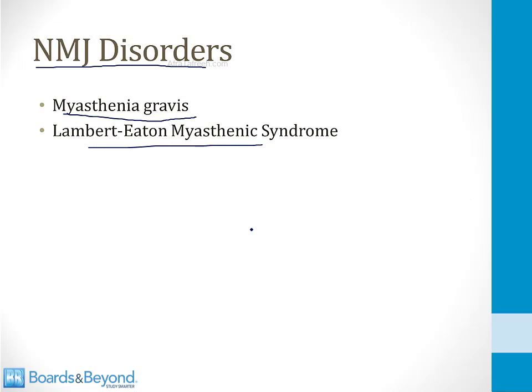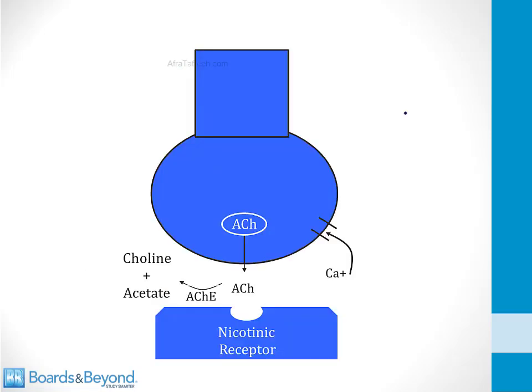And for both of these disorders, what you want to focus on is what's going on at the level of the neuromuscular junction. That is what they're going to test you on the Step 1 exam. So let's start by reviewing how a neuromuscular junction works.